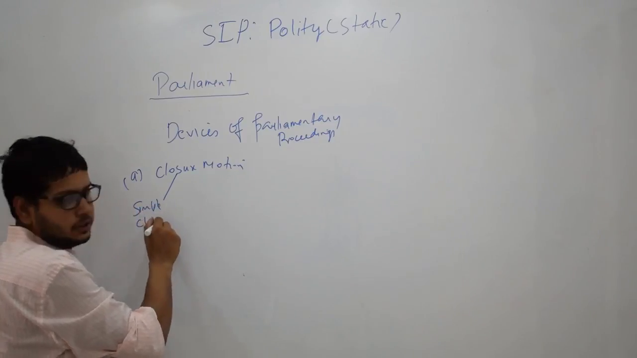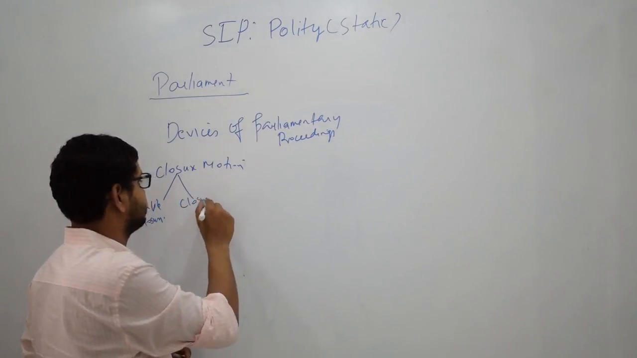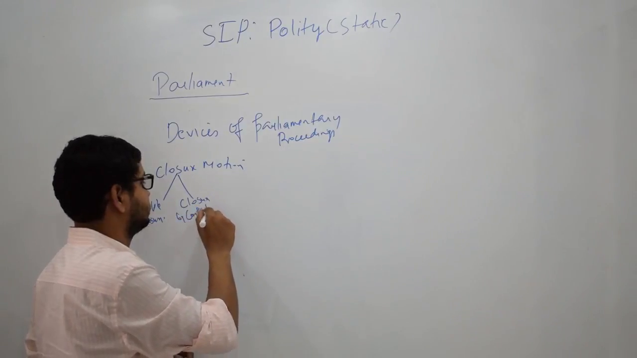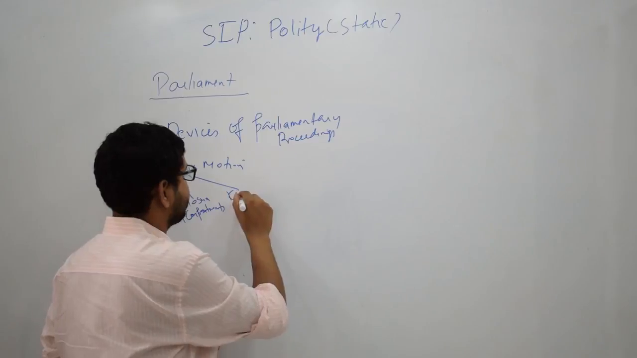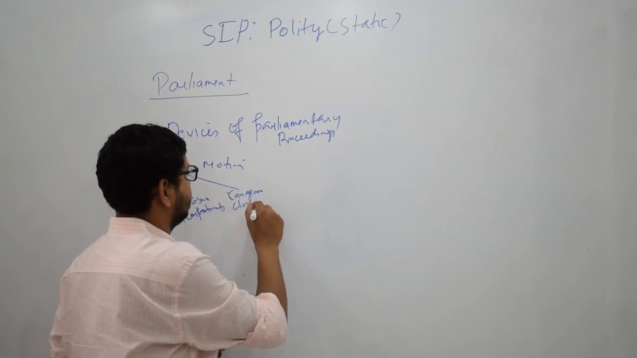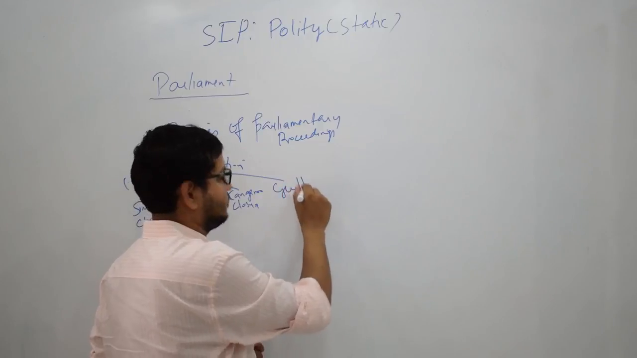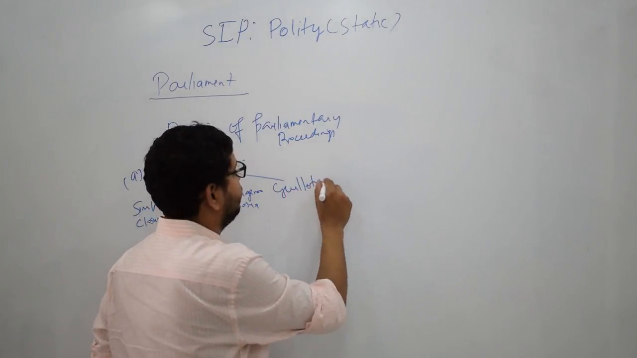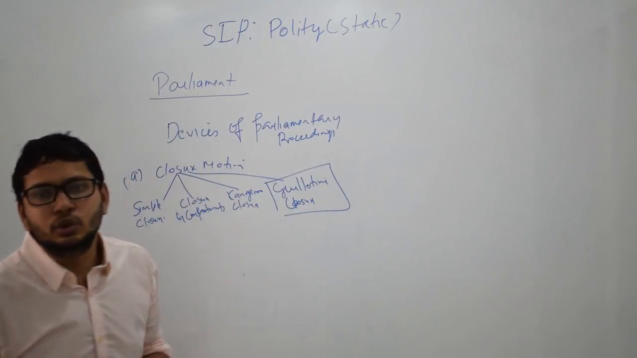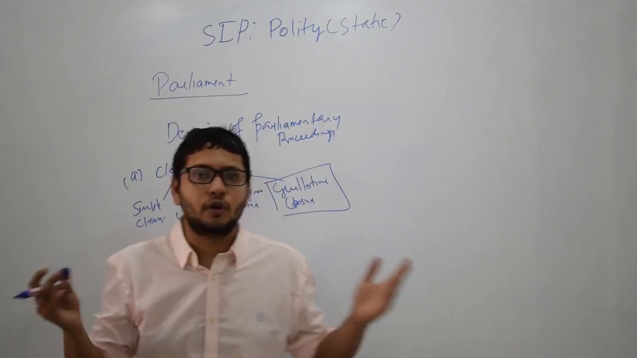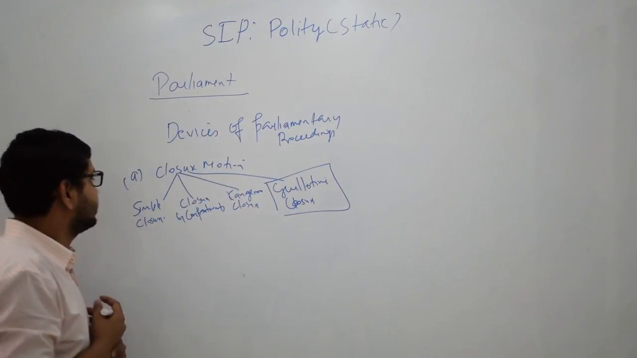Second is closure by compartments. Third is kangaroo closure. And fourth is guillotine closure. If you have read about the French Revolution, you must be aware of this word guillotine, which was used specifically by Robespierre in the era of the Reign of Terror to kill the opponents. So first is simple closure.